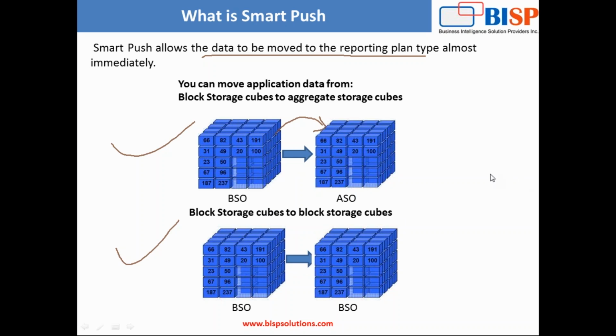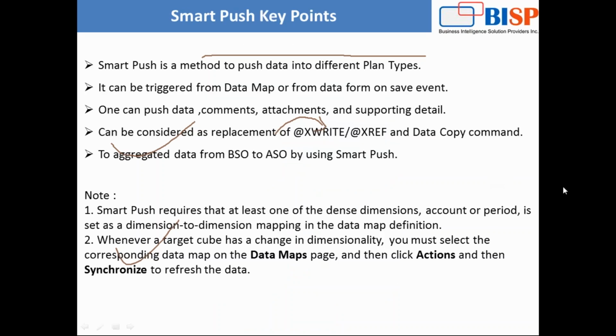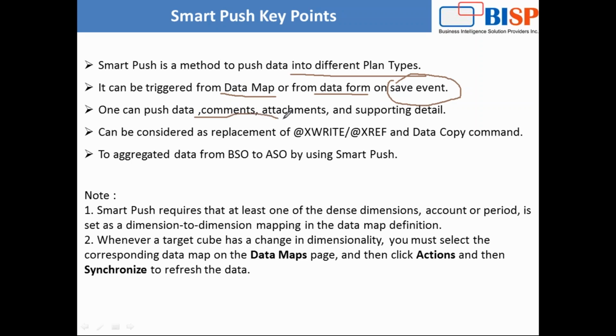Before we consider creating it, let's see some of the key points. Smart Push is a method to push data between different plan types. There are two ways to trigger it. You can associate Smart Push with a data form, and it can be triggered on the save event. Alternatively, you can trigger it explicitly from the data map window. In addition to data, you can also push comments, attachments and supporting details.